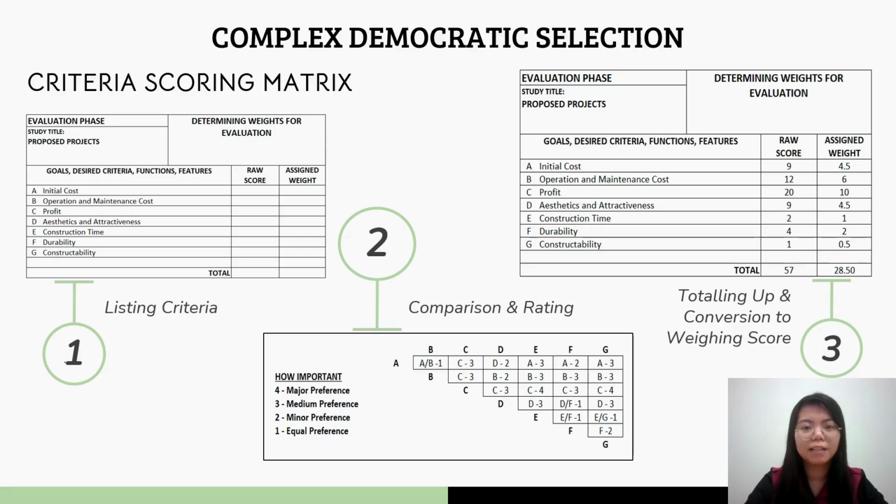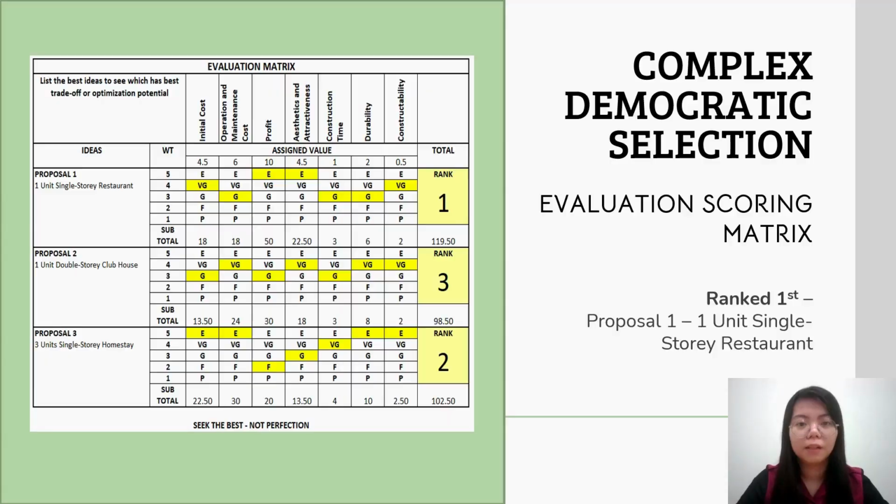Profit is identified to be the priority. Then we have the evaluation scoring matrix. Each criterion is rated from poor to excellent for each alternative. As a result, Proposal 1, 1-unit single-story restaurant is ranked first with the highest score of 119.5.